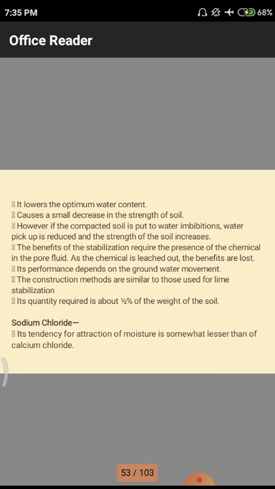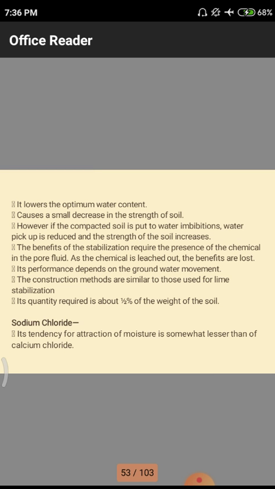And next point is its performance depends upon the groundwater movement. That means water movement. In the previous case we discussed weathering that takes place whenever there is a rainy season, but if there is a groundwater movement against our soil, automatically water will absorb some content of salt, and that salt will be leached out through the water, and day by day the content of salt present in the soil will decrease due to this movement of water in our lands.